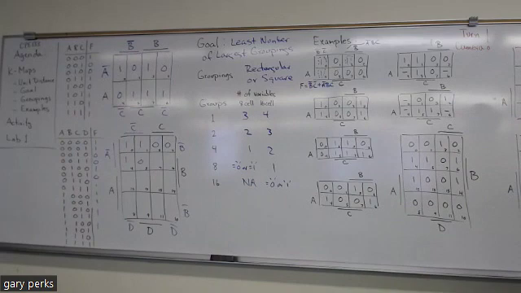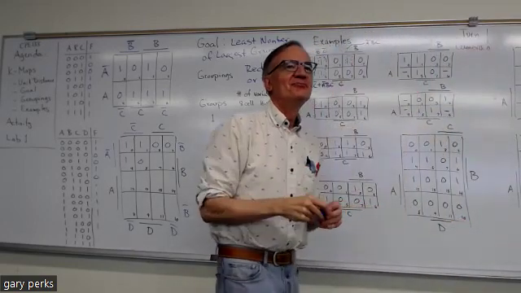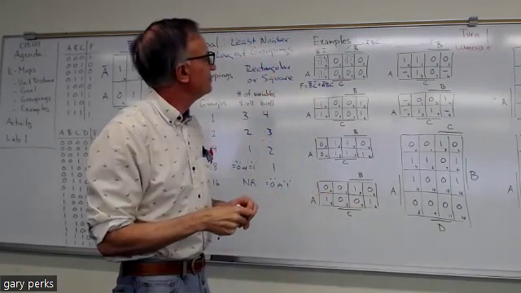A Karnaugh map, you can either group the ones and get the reduced SOP for F. And then if you were to group the zeros, you get the reduced expression for the other one, yeah. Okay. Could you also explain again, why the first one only has B?